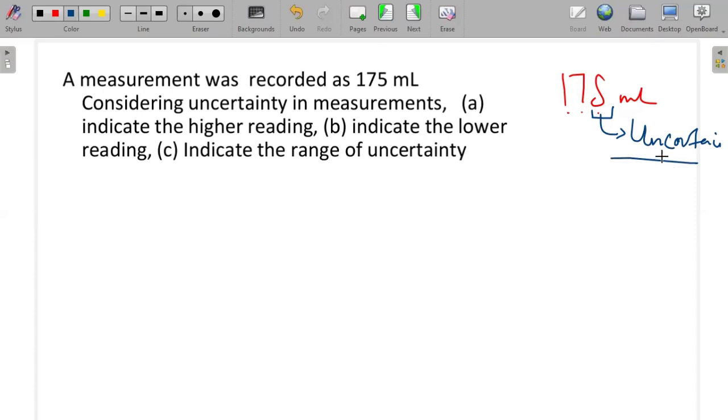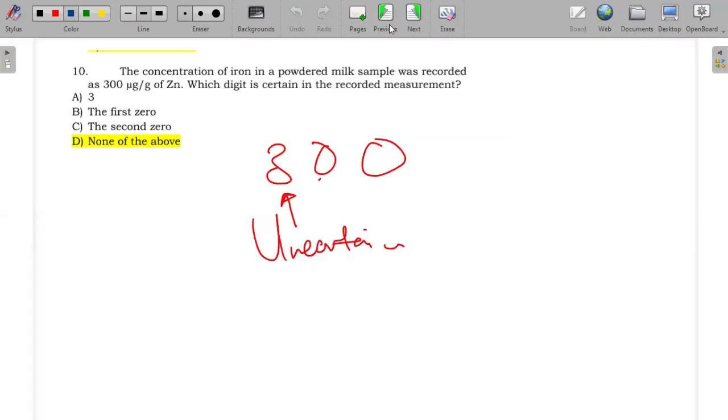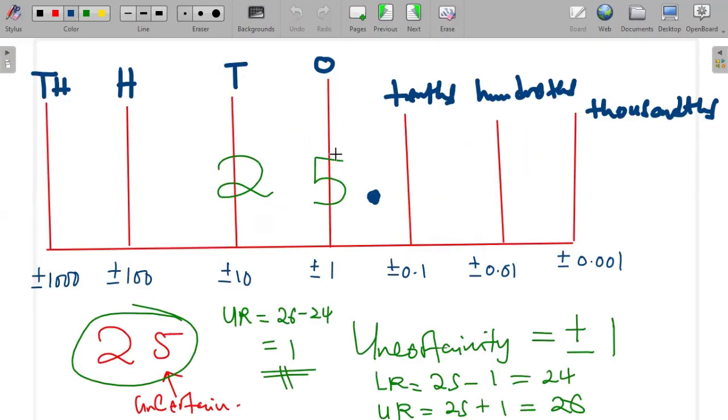Then from the uncertain digit, we look at the position where it is. These ones here are just ones. If we go back to our abacus, where is it? It was 5, 7, 1, so it is in the ones.